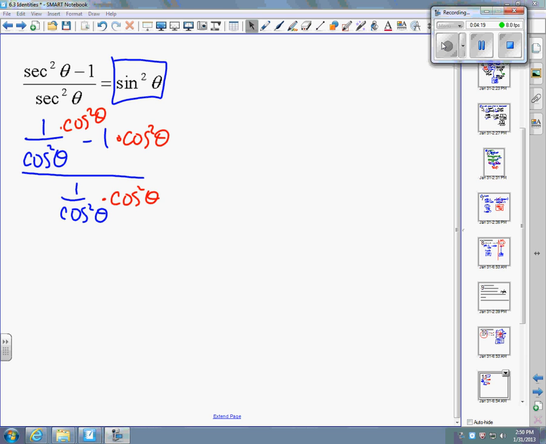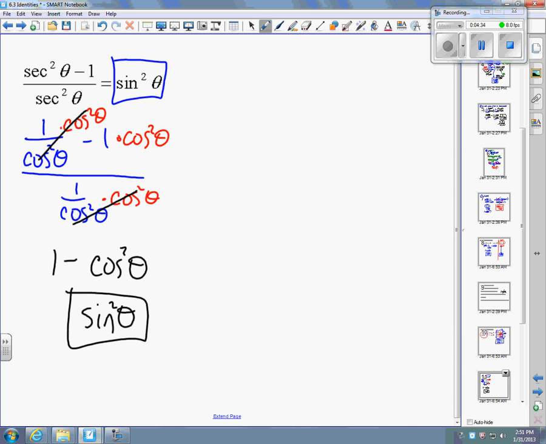When I do that, this will cancel, give me a 1. This will give me cosine squared. Those will cancel, give me a 1 on the bottom. I'm not even going to rewrite that. And you're back to kind of the same thing again. Sine squared equals sine squared. So you are done. You could do a Pythagorean identity with that one and replace it and see what happens, and you'd probably get the same thing.